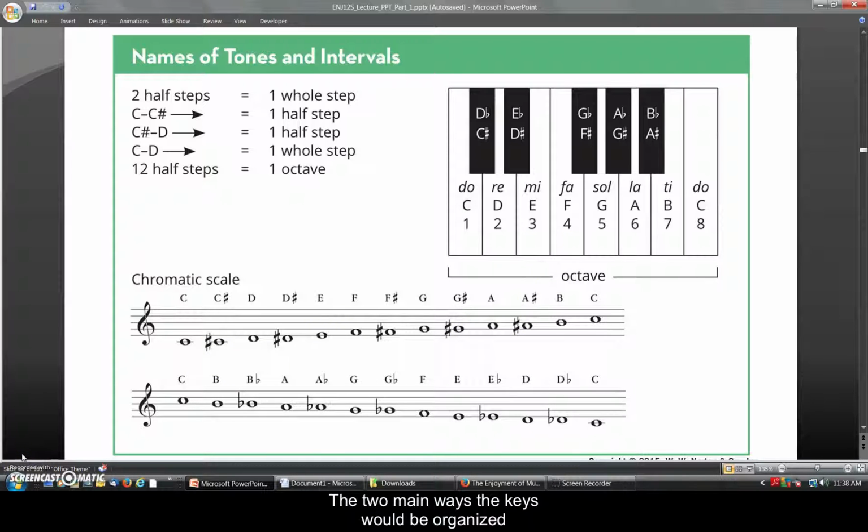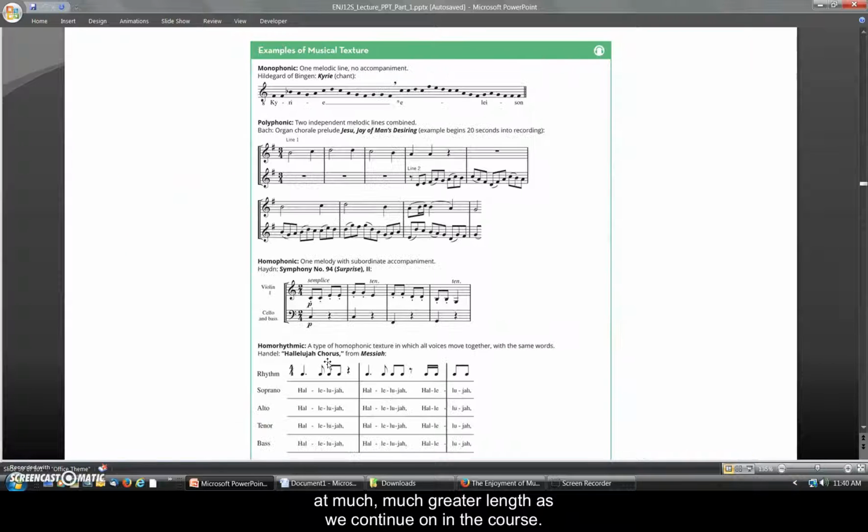The two main ways the keys would be organized would be something called major and minor. Major is oftentimes thought of as a happy sound or a bright sound, whereas minor is more of a somber or a darker type of sound. And we will be exploring these ideas at much, much greater length as we continue on in the course.